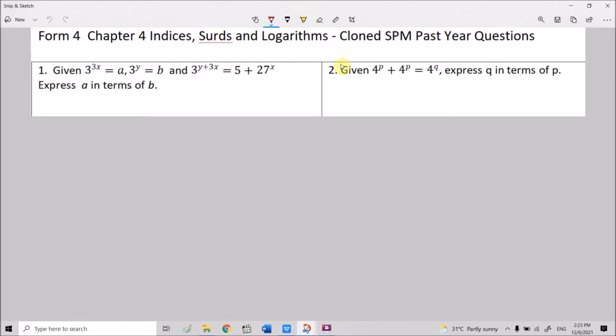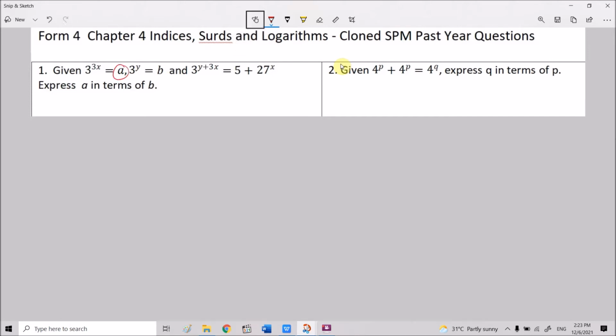Okay, so let's start. Question number 1. Given 3 to the power of 3x equals a, and 3 to the power of y equals b, and 3 to the power of y plus 3x equals 5 plus 27 to the power of x. Express a in terms of b.